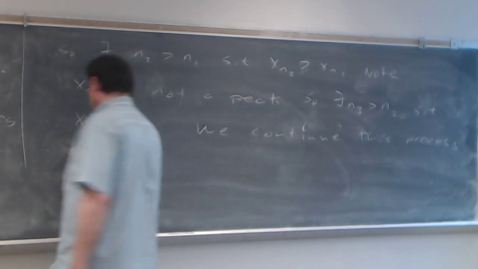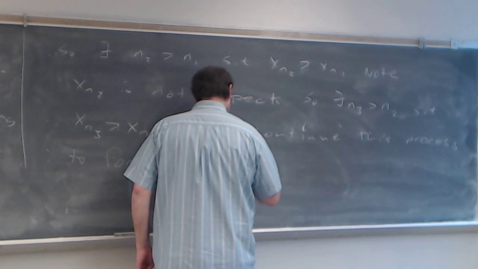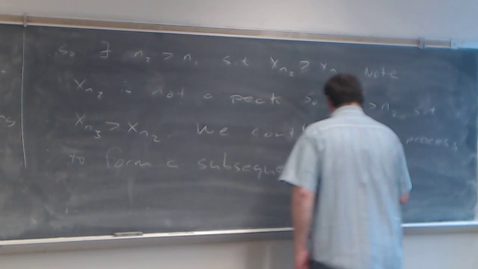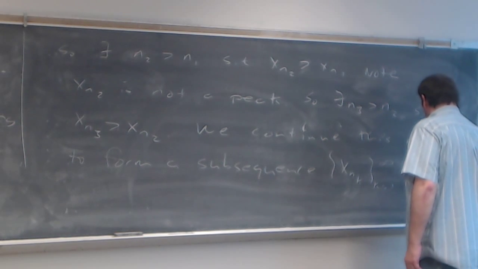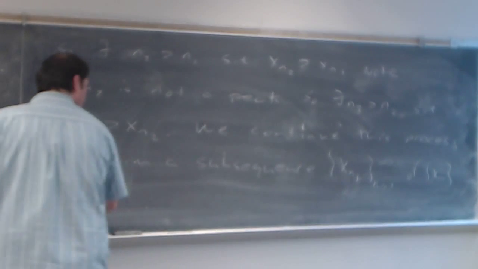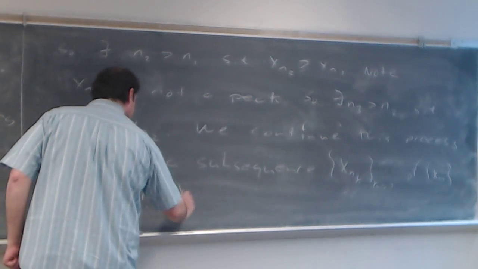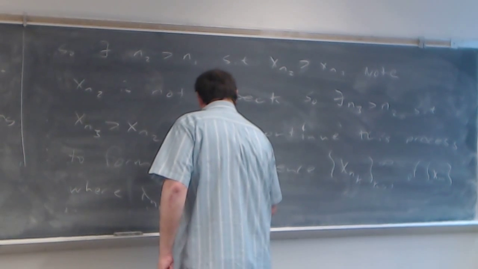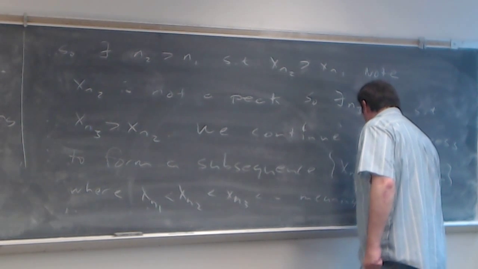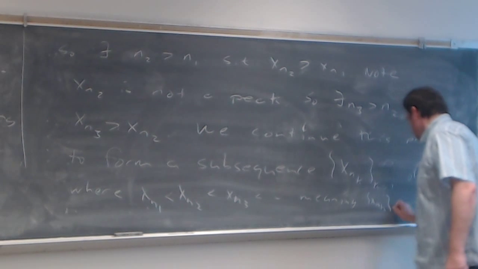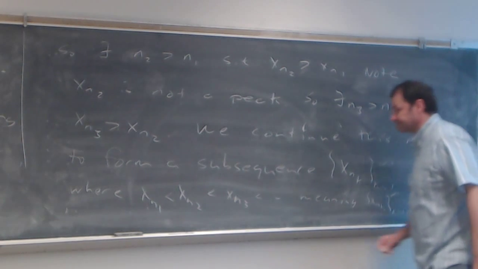To form a subsequence x sub n sub k of x sub n, here's what we have. We have x sub n sub 1 is less than x sub n sub 2, which is less than x sub n sub 3, and so forth, meaning x sub n sub k is what kind of sequence? One more time. It's increasing.